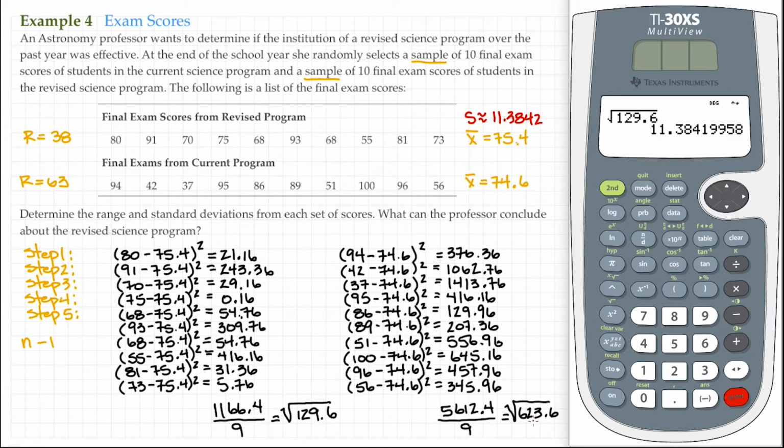We'll do the same for this one here. I'm going to take the square root of 623.6, hit enter, and I have a square root. Again, I'm going to label it as S, of approximately 24.972.